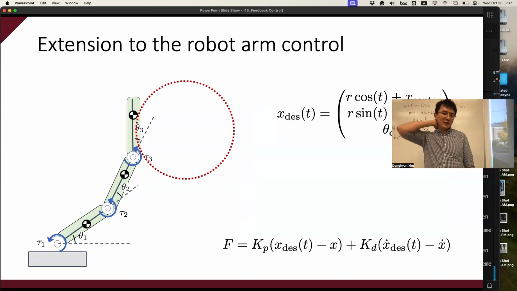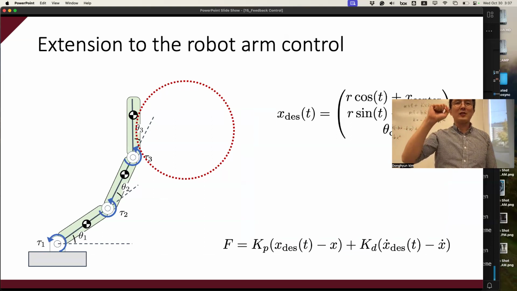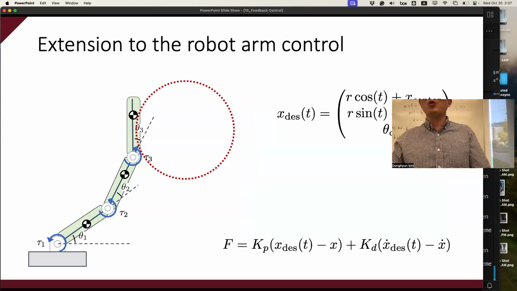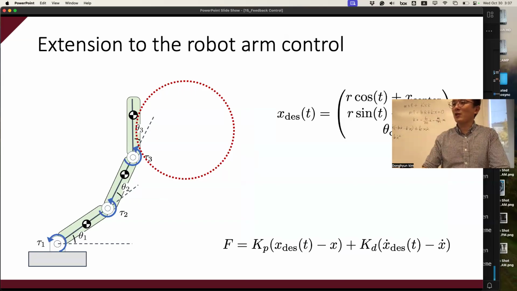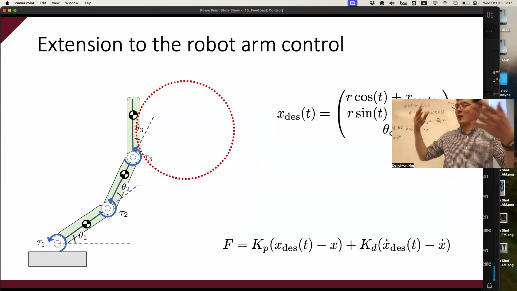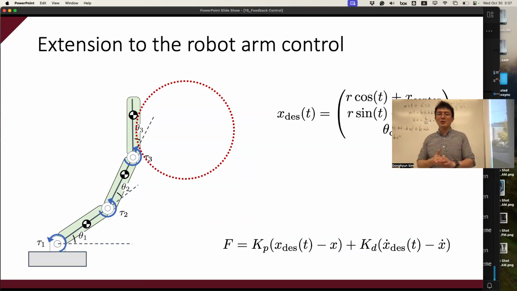Okay, one more thing. This is the last. Normally, you do not command the position of the joint. Normally, you command the position of the hand, right? You control the hand position rather than the joint position. The way we can get the hand position so far is computing the inverse kinematics, then you can calculate the joint position. That's one way you can do that.